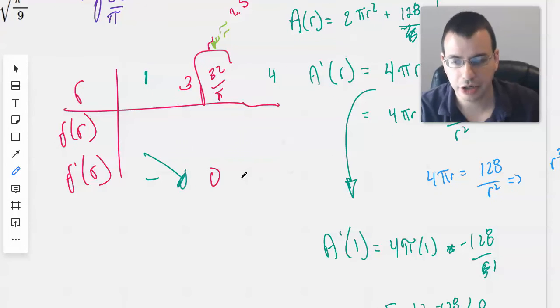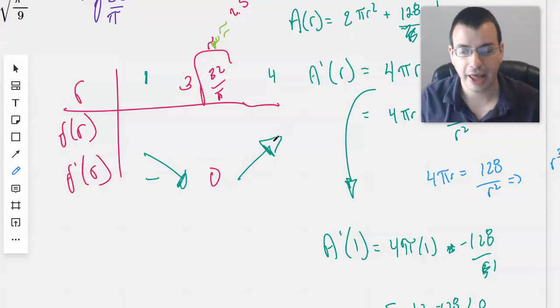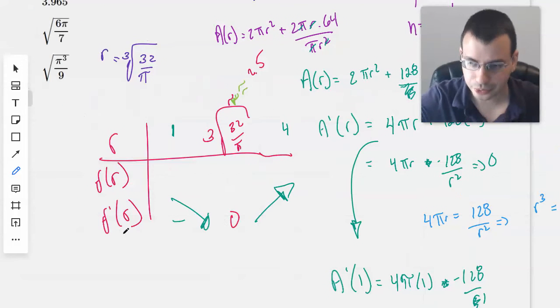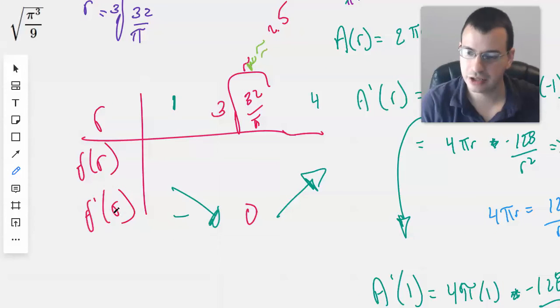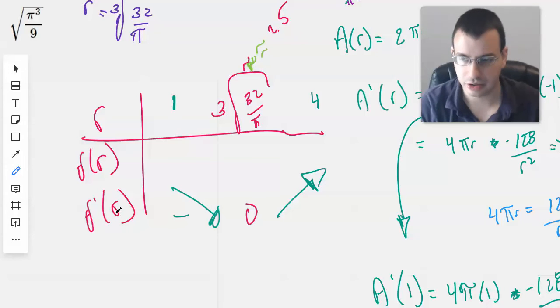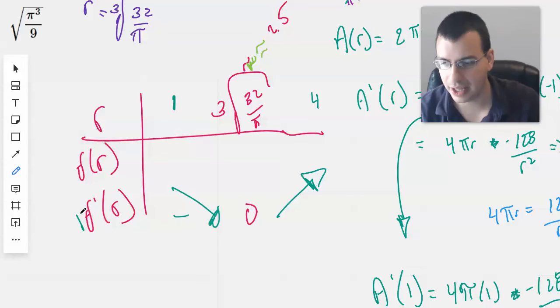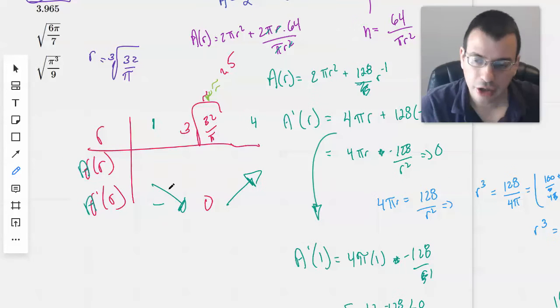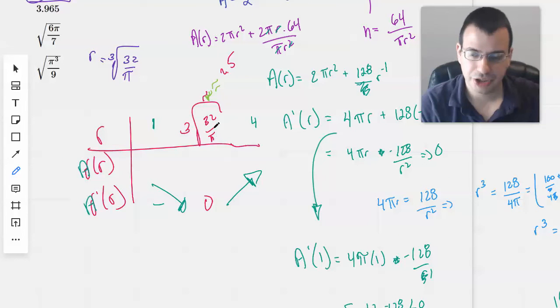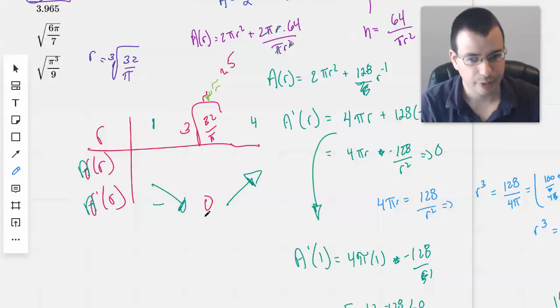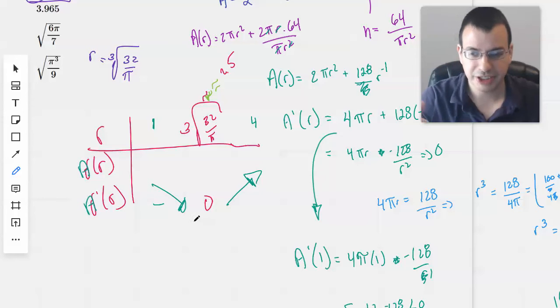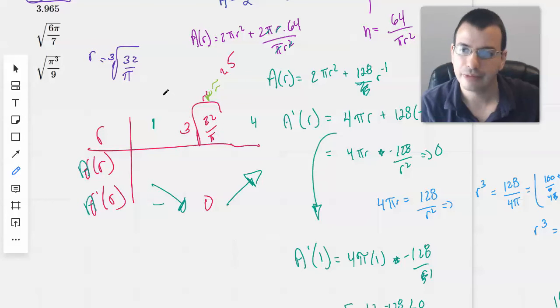So when we look here at our table, we have the derivative of r. This should actually probably be A, not f, because it has to do with area. So it goes down until we get to this almost 2.5 number, and then it goes up again. So it makes sense that this would be the minimum.